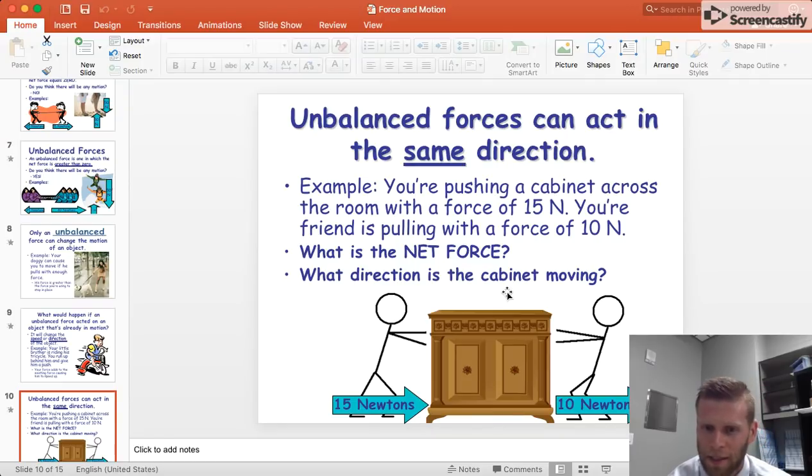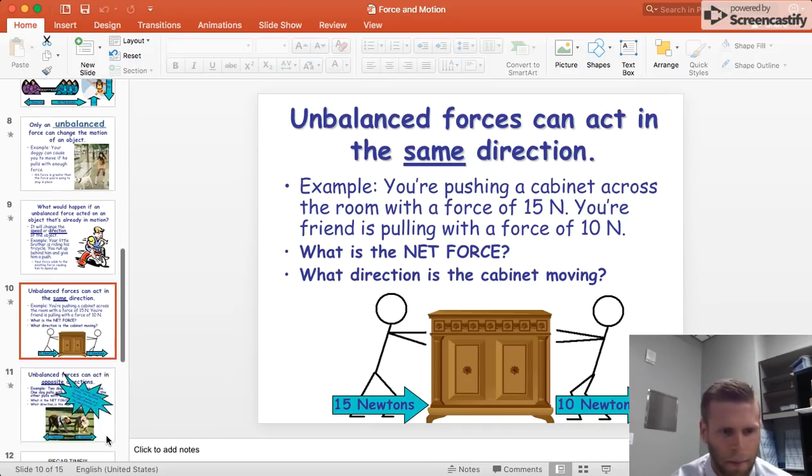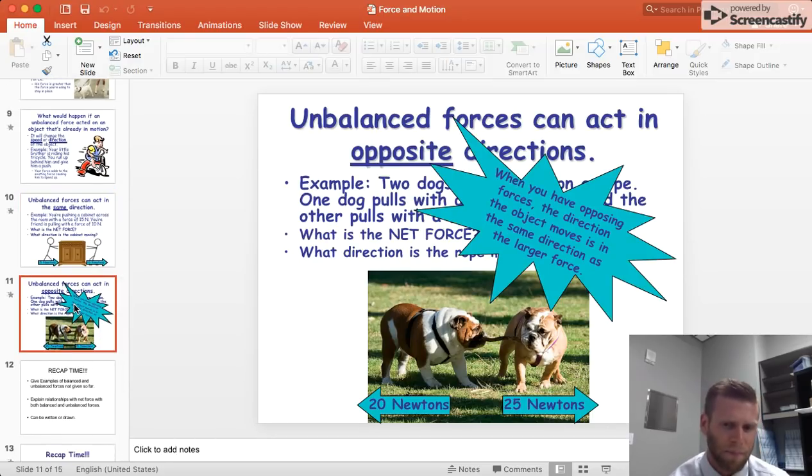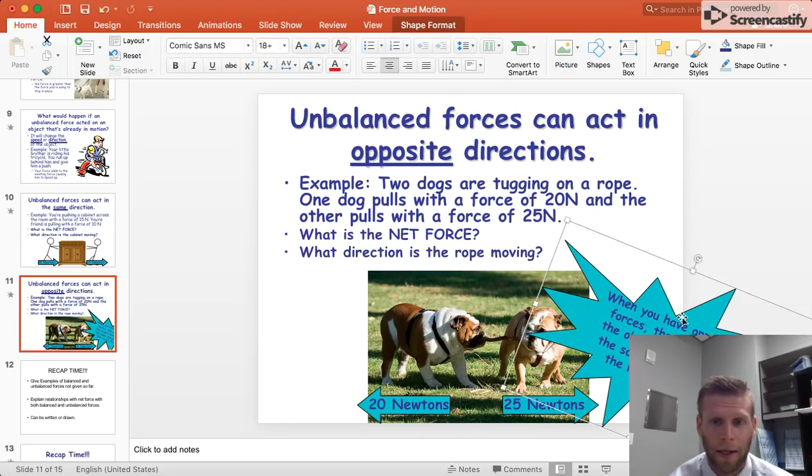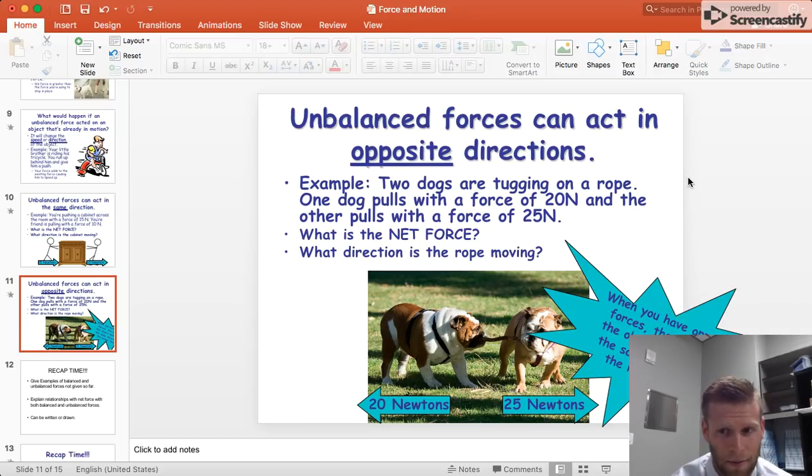So what direction then is the cabinet moving? What do I look at? The arrows. So which direction is this going? To the right. Okay. So unbalanced forces can also act in opposite directions, i.e. tug of war.